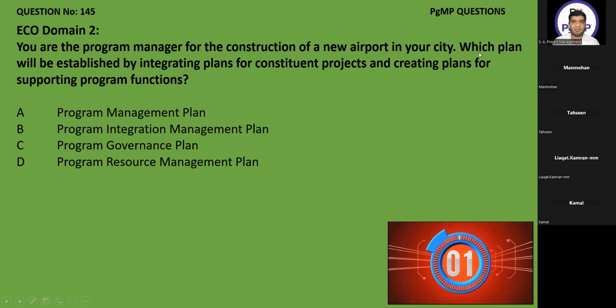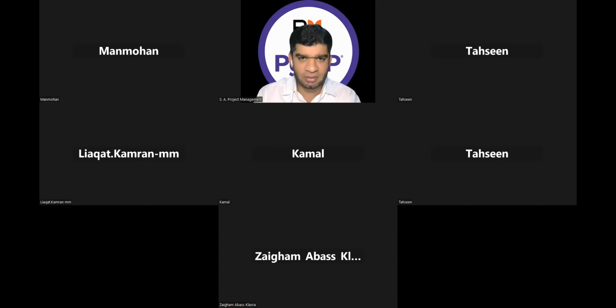Which plan will be established by integrating plans for constituent projects and creating plans for supporting program functions? What we discussed before, what is a program management plan? It contains all the subsidiary plans, right? Do you have any document which is program integration management plan? Integration management plan is here. I will show you where it is.